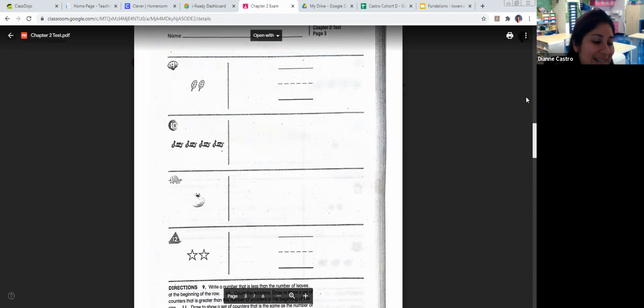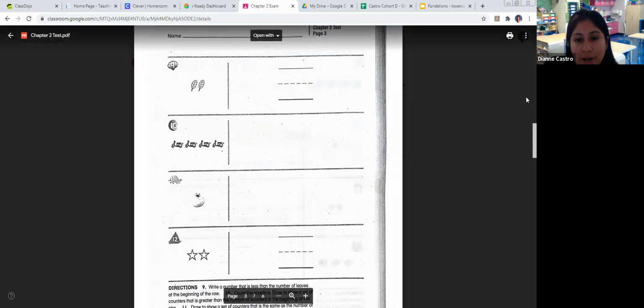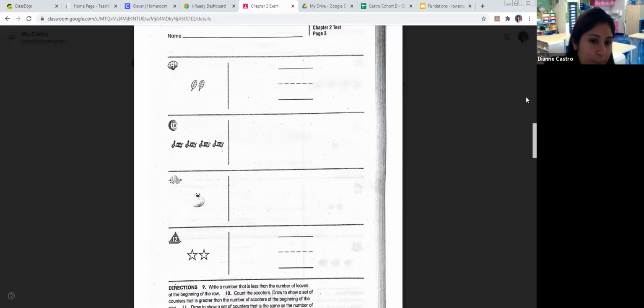Write a number that is less than the number of leaves at the beginning of the row. So they give you some leaves. You have to count those leaves. And then on the line, you have to write a number that's less from what you counted at the beginning of these leaves. Number 10, count the scooters. Draw to show a set of counters that is greater than the number of scooters at the beginning of the row. So you count the scooters first. However much you counted of the scooters, you have to make more than what you counted for the scooters.